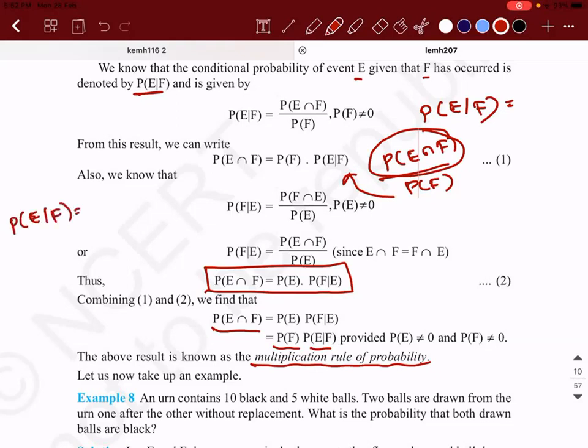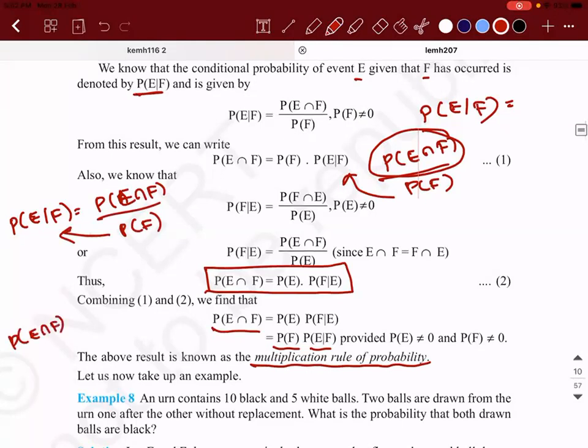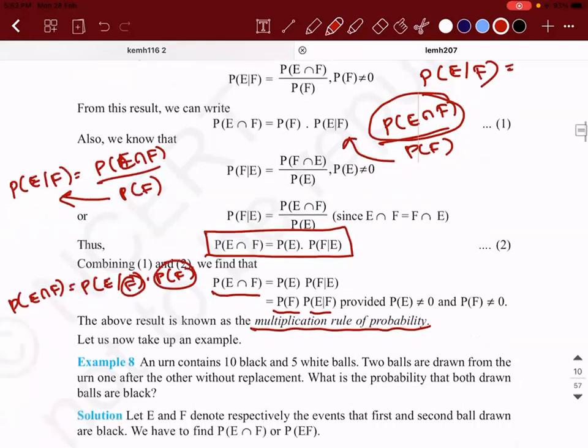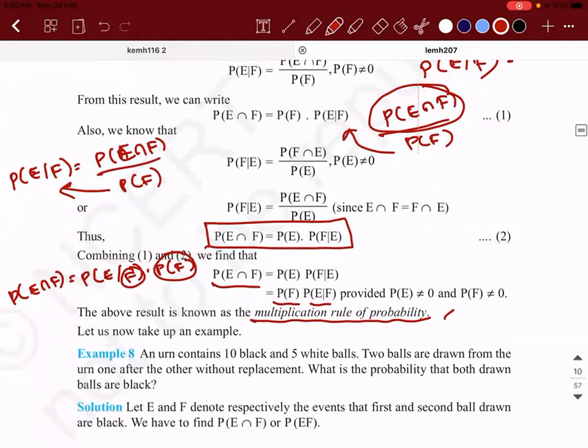Probability of E given F is equal to probability of E intersection F divided by probability of F. This goes to the other side. Then I can say probability of E intersection F is equal to probability of E given F into probability of F. So whatever is the denominator, you need to multiply with the probability of that value. That is what we call the multiplication rule of probability.